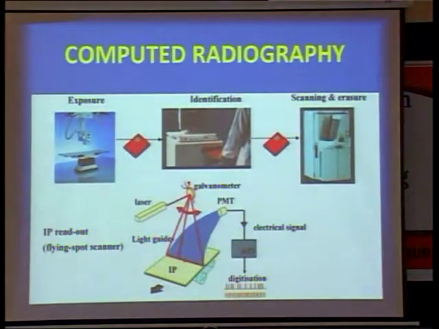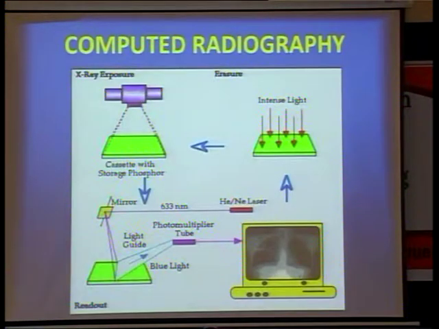Next. You have to expose, then identify, then scan it. Then the laser light is produced, and you have the light guide and the VFD. After this you will get a digitalization. The computer process is similar: there is exposure, the mirror reflects the light, the helium and neon laser produces light, and the photomultiplier tube. From this you can get the X-ray.